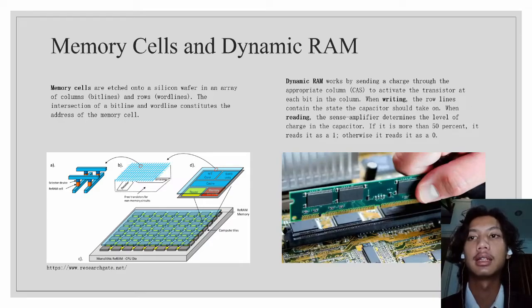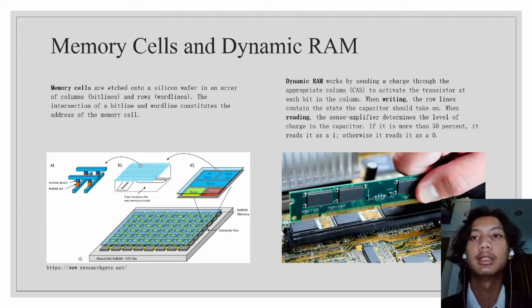Memory cells are attached onto a silicon wafer in an array of columns, or bit lines, and rows, or word lines. The intersection of a bit line and a word line constitutes the address of the memory cell. And we move to the explanation of dynamic RAM.